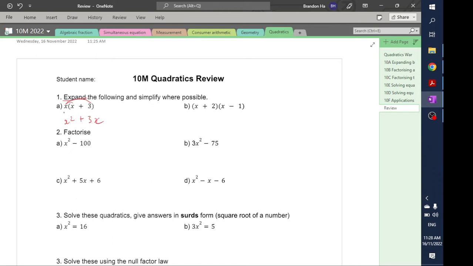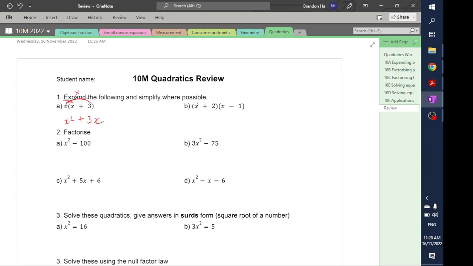Okay, so x squared plus 3x, this is the very basic one, right? Everyone should know this by now, because when you draw the lines like this, the implication here is that we multiply, right? X multiplied by x is x squared, and x multiplied by positive 3 is positive 3x, right?